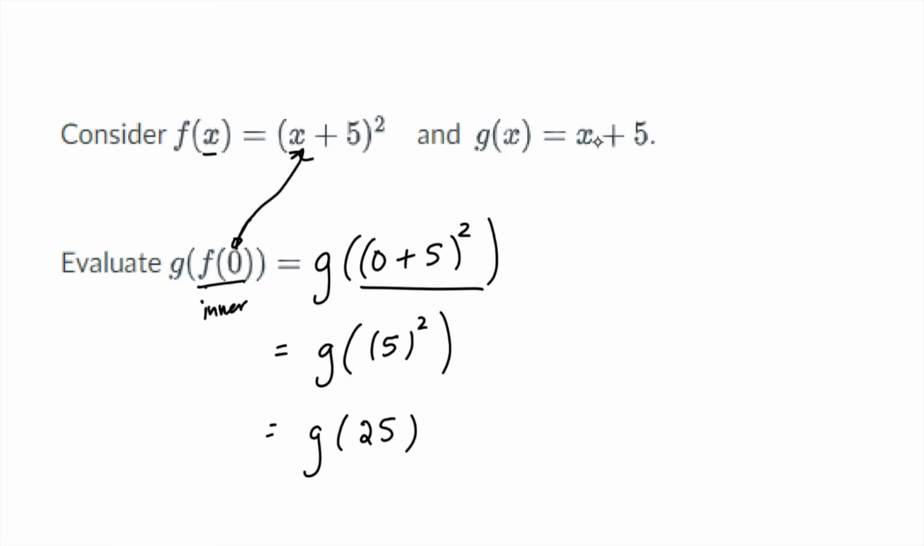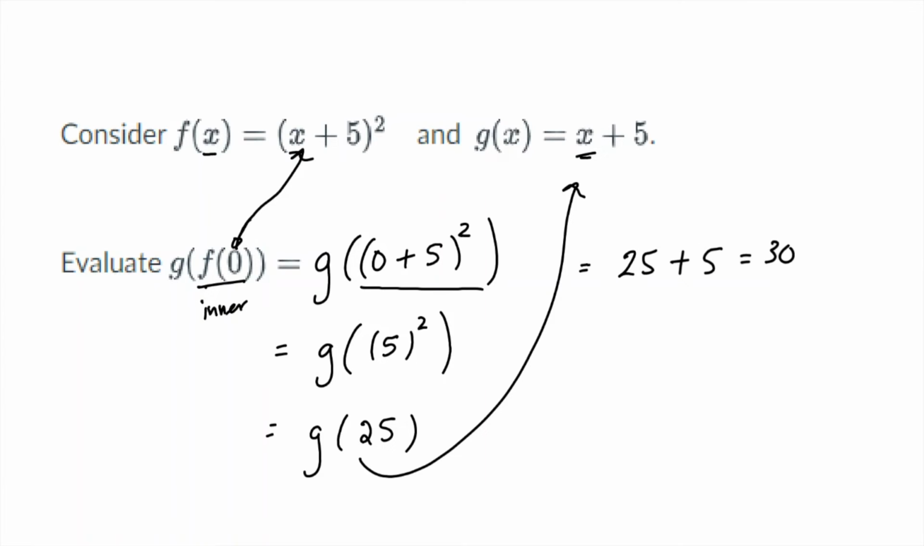Now what does the function g do? It says take your x value and add 5 to it. So now I'm going to say 25 gets in place for the x. By plugging in the 25 to this, I'm evaluating the function g. 25 plus 5, and that's my answer, 30.